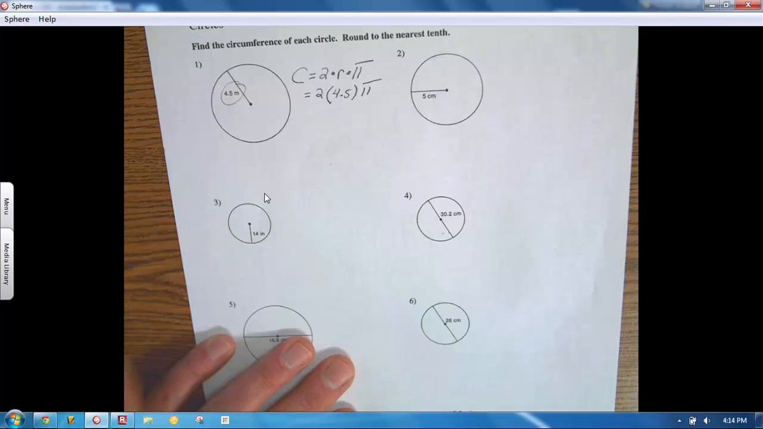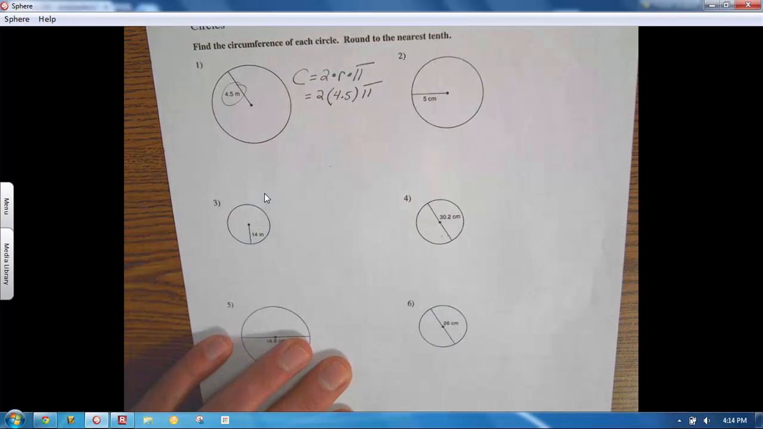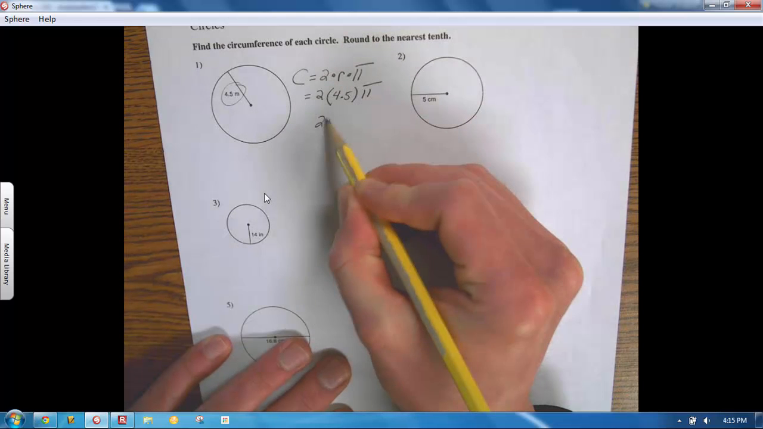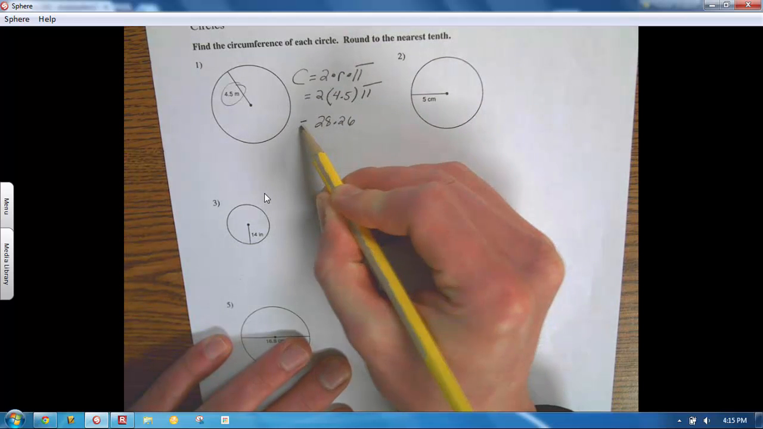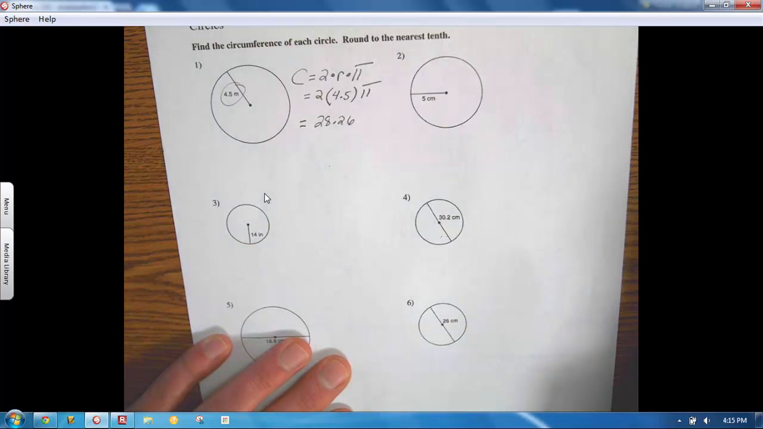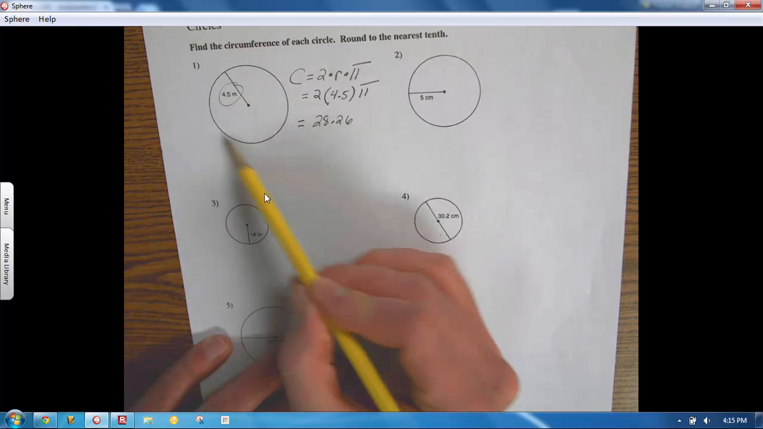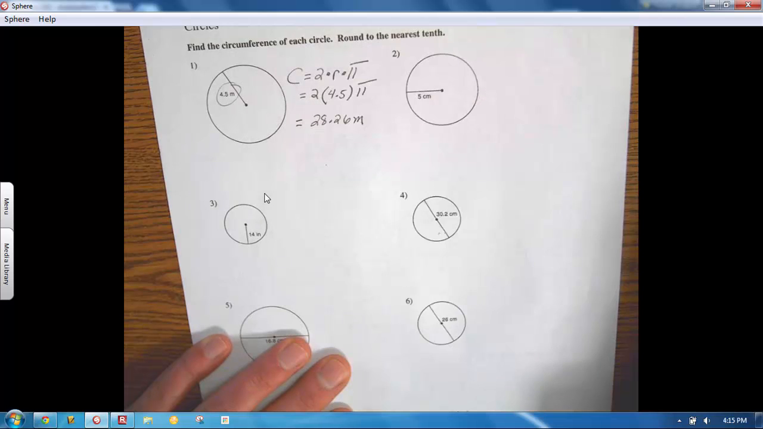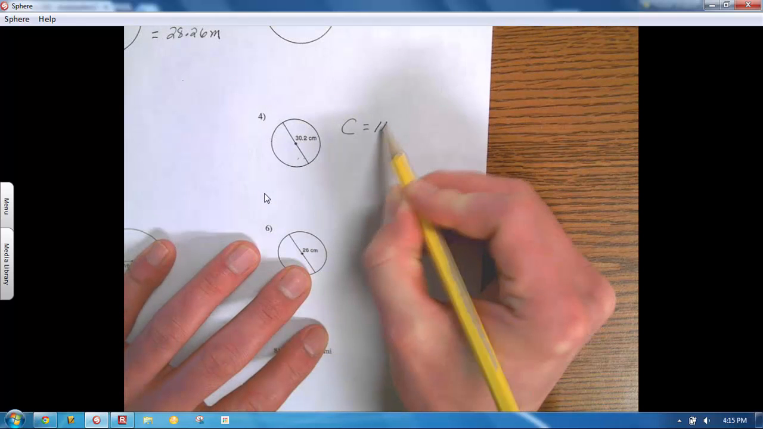And then the last thing we have to do is just multiply those three numbers together. So we get 2 times 4.5 times 3.14. That's our close enough approximation for pi. We don't necessarily need to use the pi button for that. So 28.26 would be the distance all the way around this circle. 28.26 meters.